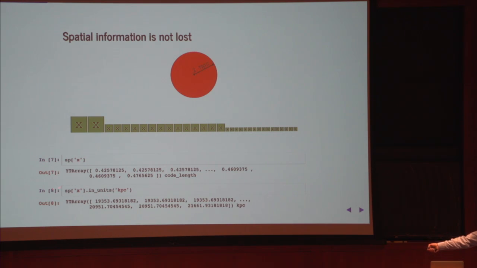But I can always convert to something else, right? Because maybe, in physics, I don't care about code length. What I care about is something like kiloparsecs. So I can take x in the sphere and convert it to kiloparsecs, and that's how I would do it. Again, we'll be going into more depth later in the talk about that.